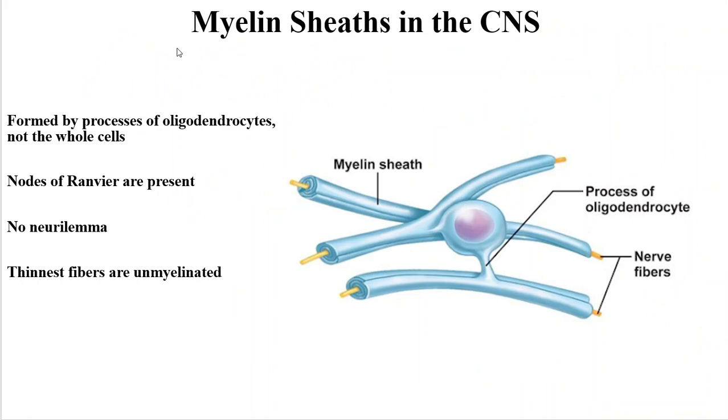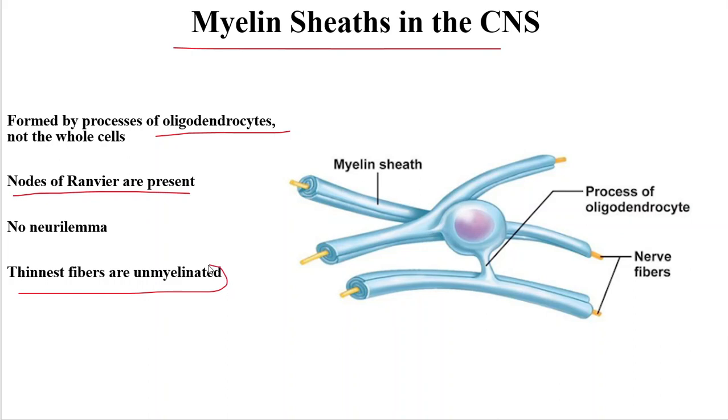Myelin sheath in the CNS we've already talked about. The oligodendrocytes have processes. The whole cell doesn't wrap around. We do have nodes of Ranvier, but some of the thinnest of the axon fibers don't have myelination. It depends on how fast we need the nerves to be. Not all nerves need to be fast. Some of them can be relatively slower and still work just fine.